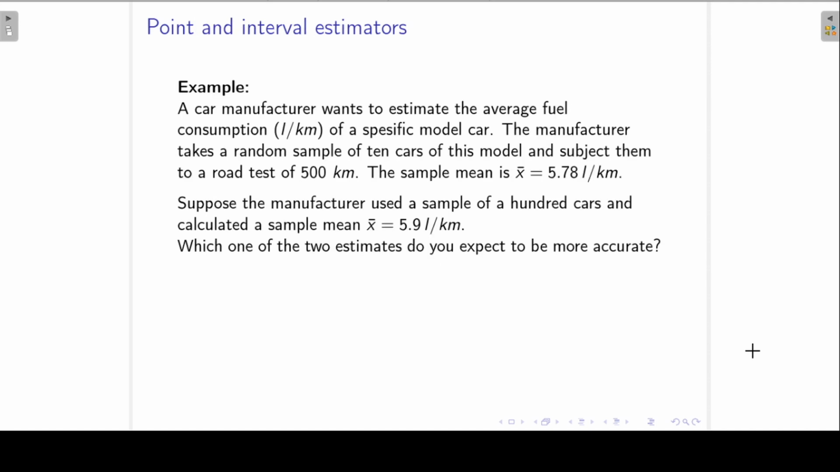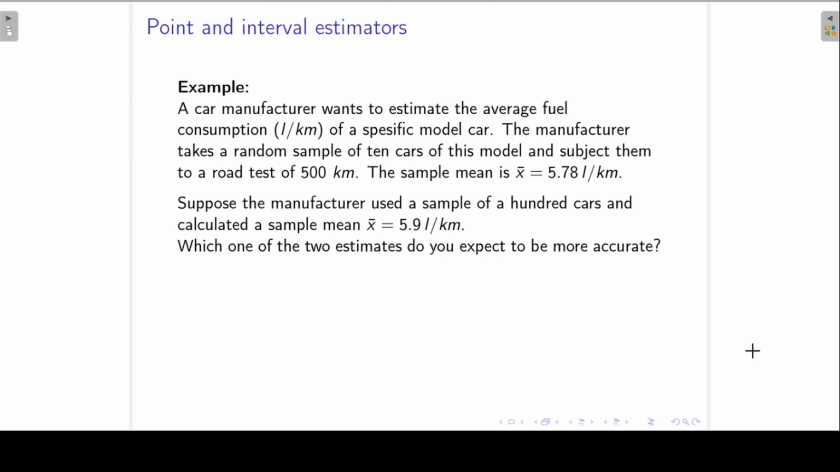Let's look at this example. A car manufacturer wants to estimate the average fuel consumption in liters per kilometer of a specific model car. The manufacturer takes a random sample of 10 cars of this model and subjects them to a road test of 500 kilometers. And the sample mean is then 5.78 liters per kilometer.